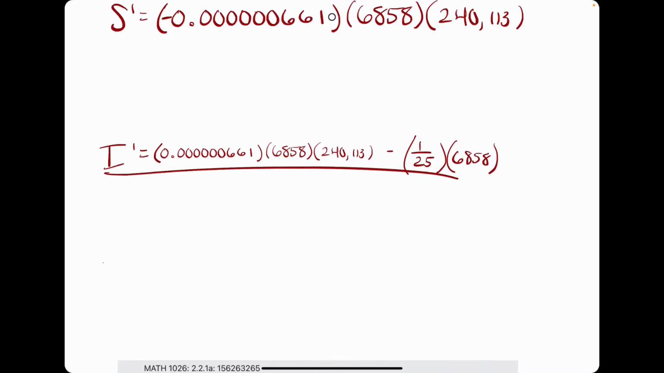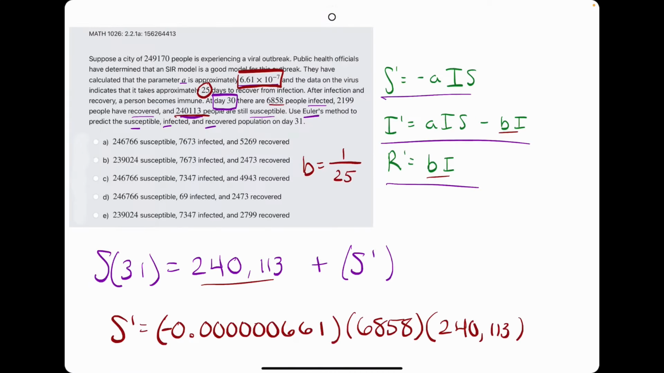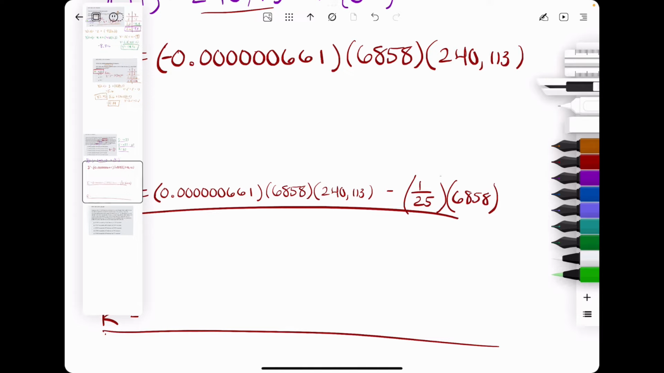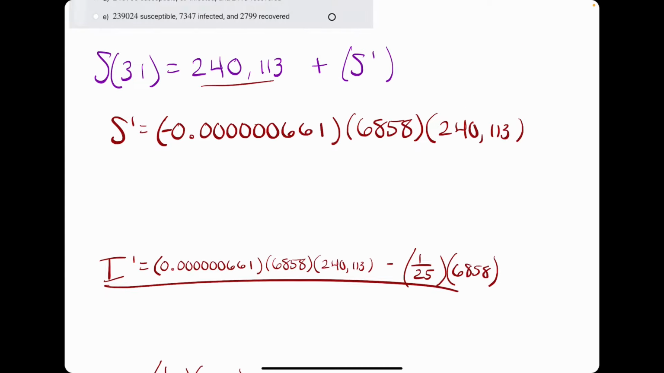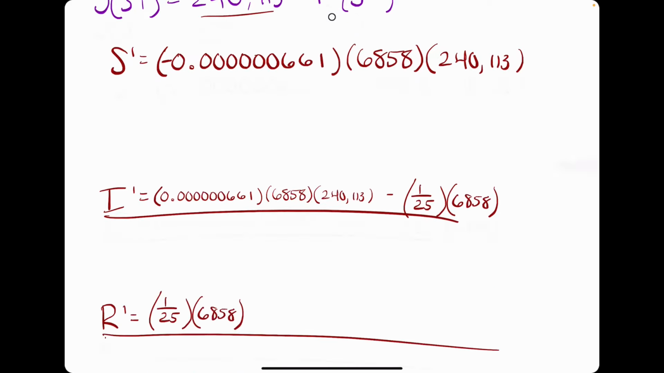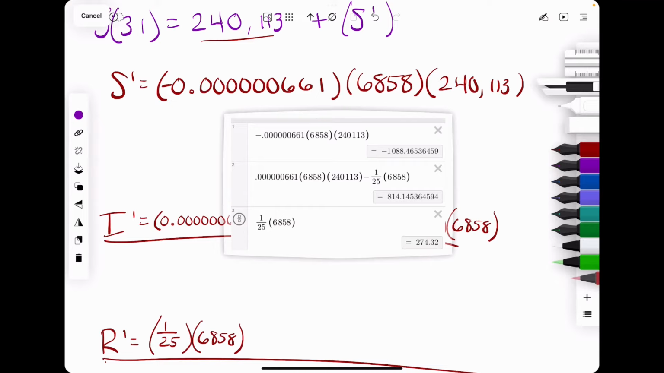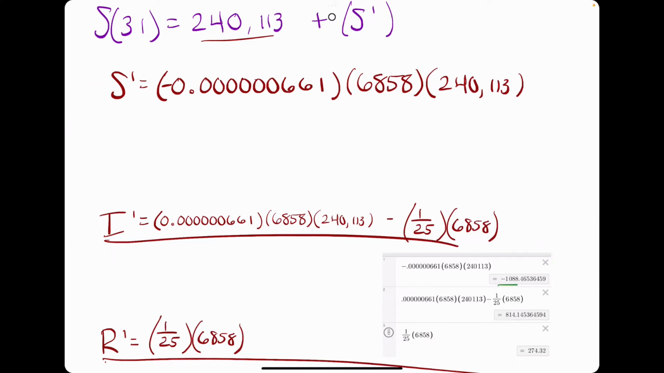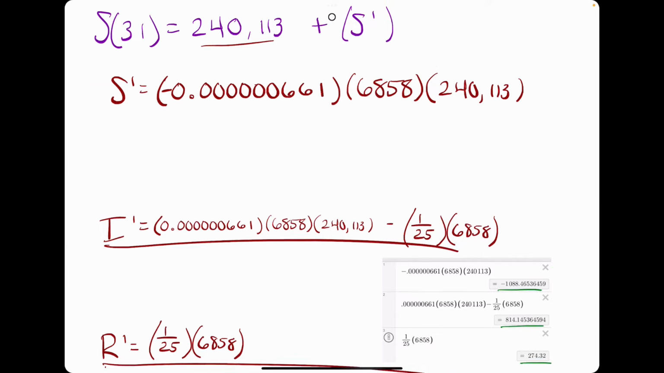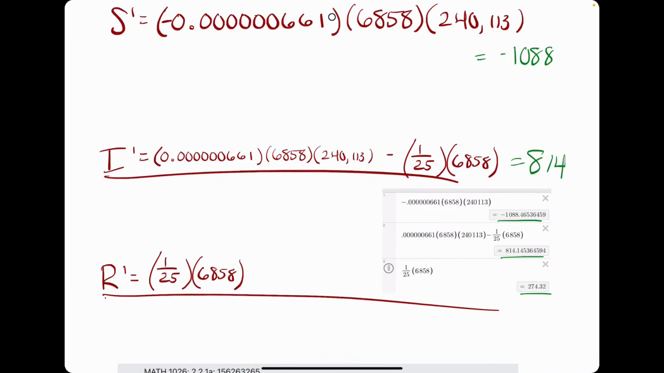And then the R prime will be our last one. The R prime will really just be the positive version of what we've just written out. So I will just take this, because this will be R prime. I'll skip ahead and calculate these values. Alrighty, now after having calculated these values, we'll put them in a little space over here. So we have S prime, I prime, and R prime. I will rewrite these here. S prime is negative 1088-ish, I prime is 814, and R prime is 274.